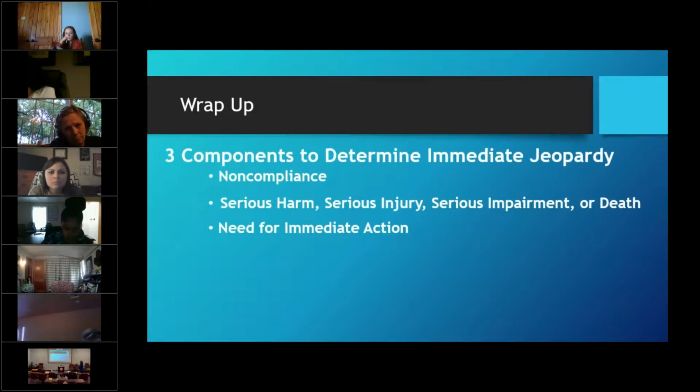So components to determine an immediate jeopardy: non-compliance, serious harm, serious injury, serious impairment, or death, and that means the likelihood or it's already happened, and the need for immediate action.